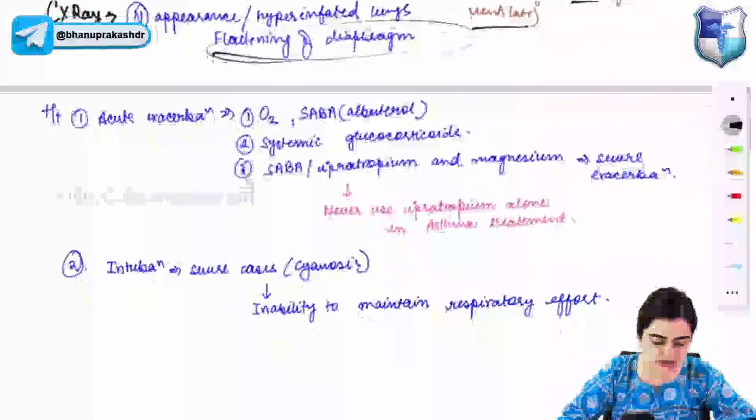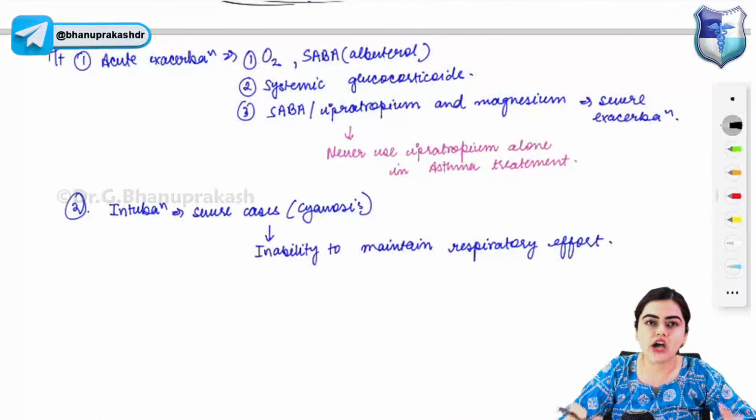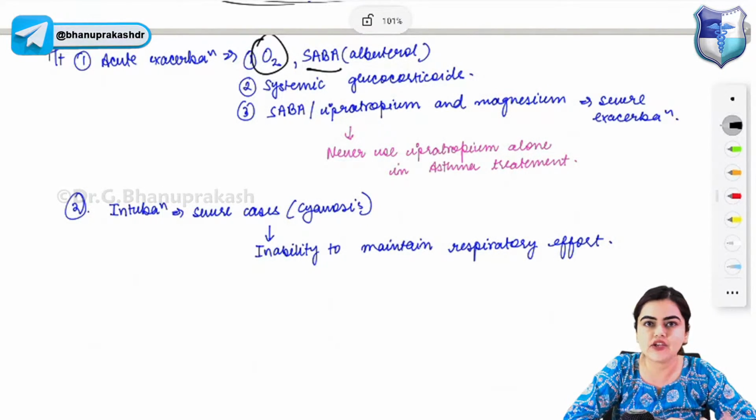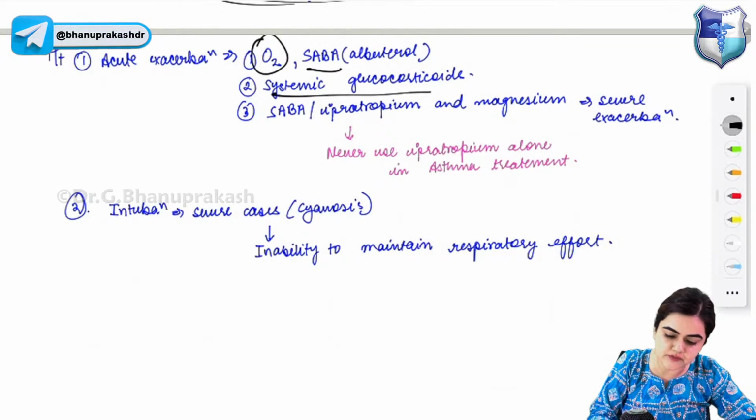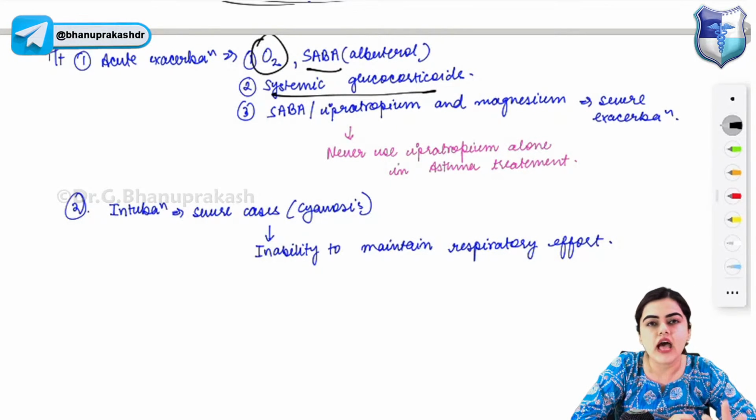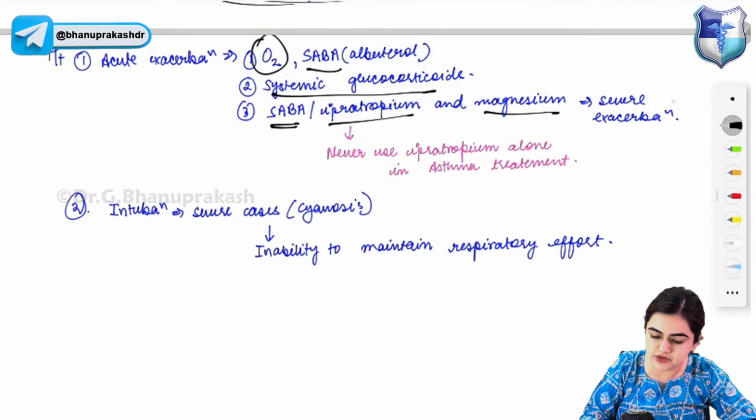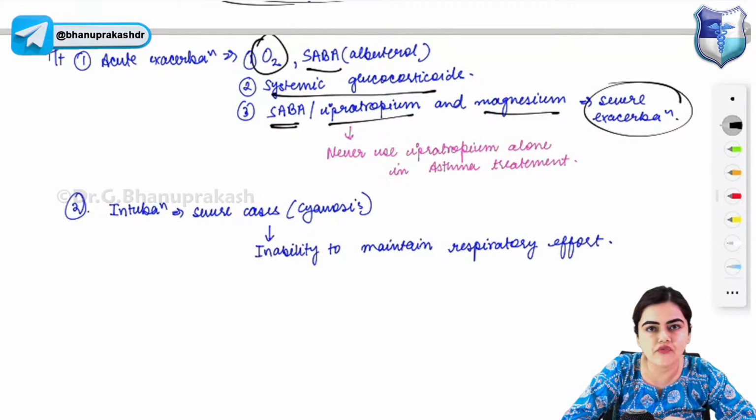Now coming to the treatment part of asthma. Acute exacerbation of asthma. In acute exacerbation of asthma, the drugs given are oxygen and a short-acting beta agonist like albuterol. You will give systemic glucocorticoids to the patient, and you will give ipratropium or magnesium in case of severe exacerbation of asthma.